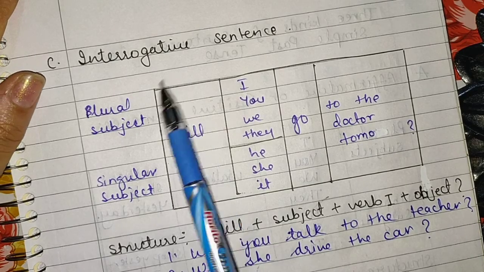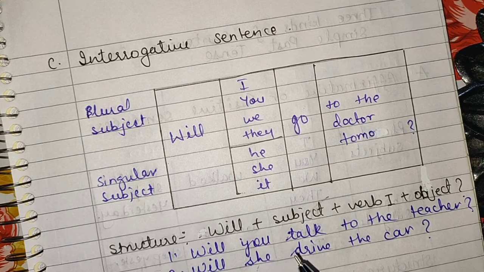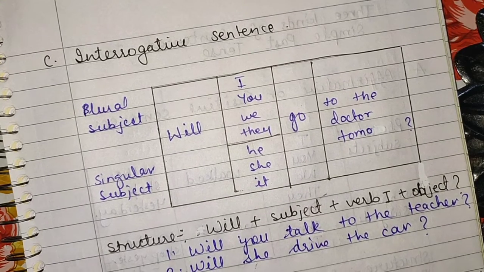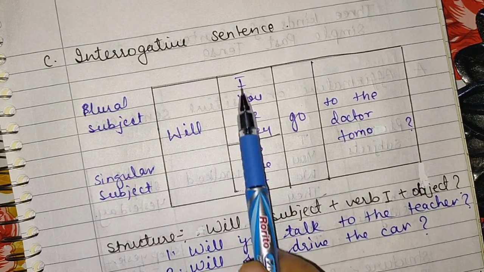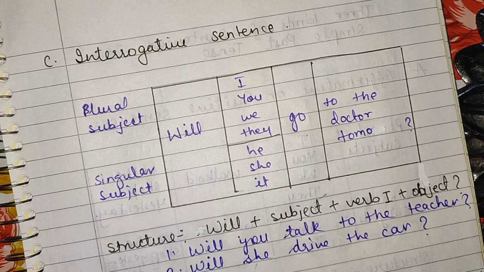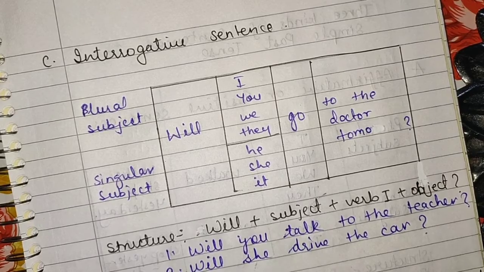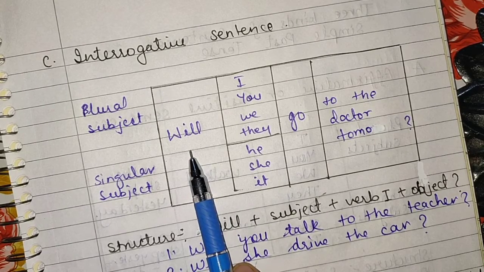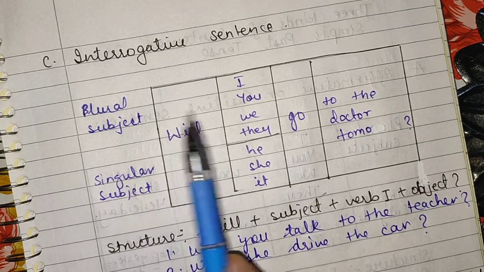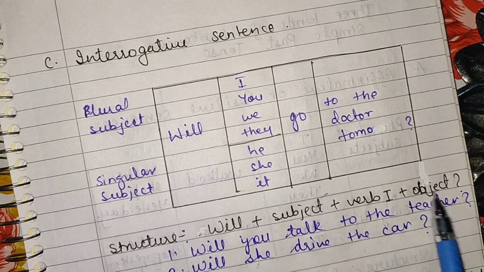Now let's see the interrogative sentences in future tense. Again here I have told you that interrogative sentences means questions. So in every interrogative sentence you will change the position of subject and your helping verb. Like in simple present tense you are changing do and does, in past tense you are changing did, and in future tense you will change will or shall. So these helping verbs will come in the first place, and the subject will go to second place. So will plus subject plus verb 1 plus object.